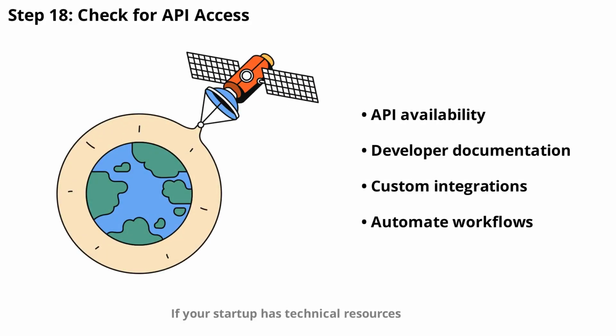If your startup has technical resources, API access can be a game changer. It allows you to integrate e-signature functionality directly into your own apps or websites. This can automate document workflows and create a seamless experience for your users. Make sure the vendor provides comprehensive API documentation and support for developers.